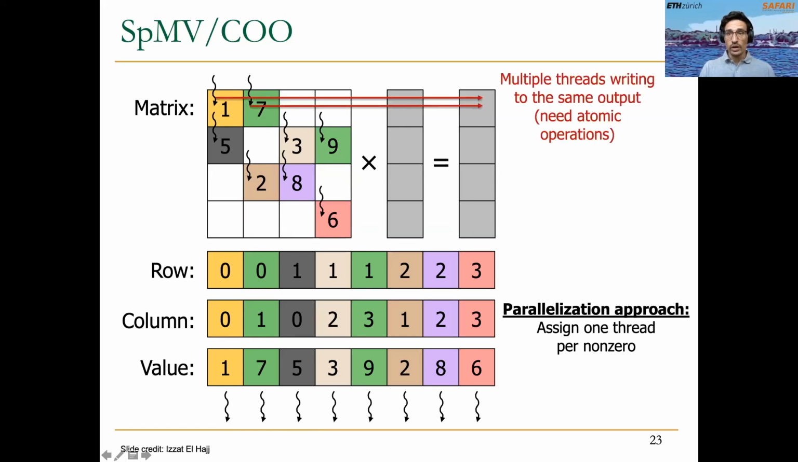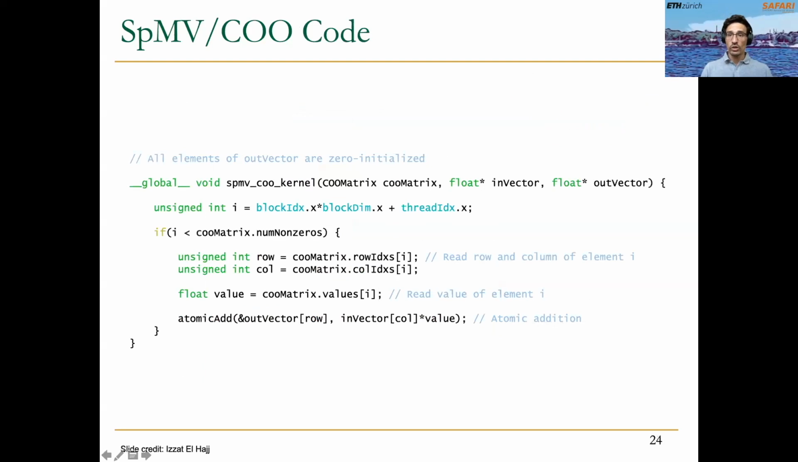However, one key drawback of this implementation is that we will have multiple threads writing to the same output, and this will require using atomic operations. To calculate this element here, we have these two threads. These two threads need to perform multiplication of the corresponding element of the matrix by the corresponding element of the input vector and finally accumulate in the same location. And to do so, we need to use atomic operations. And we already know what the problems with atomic operations are, because they serialize the execution.